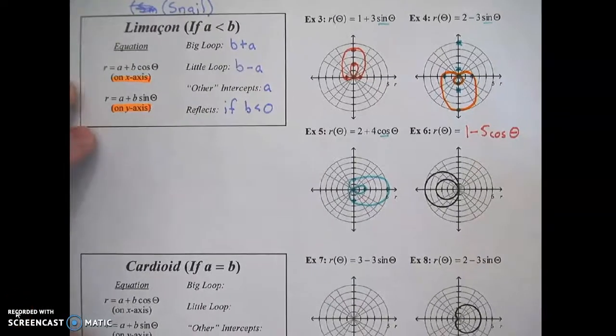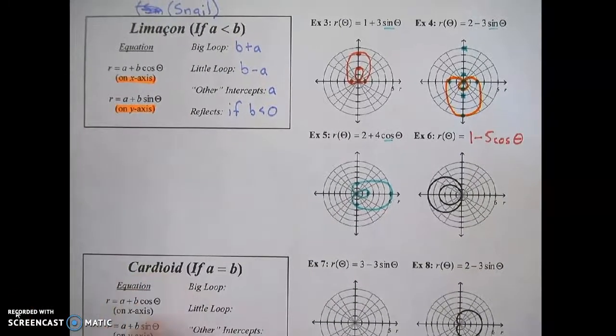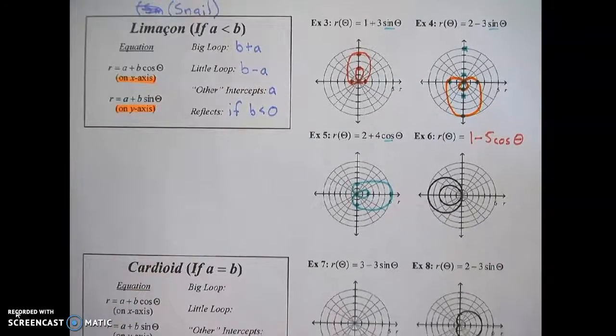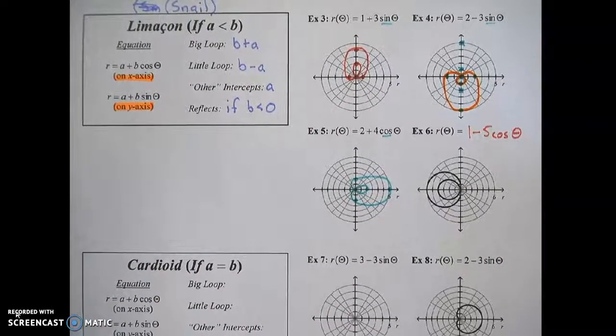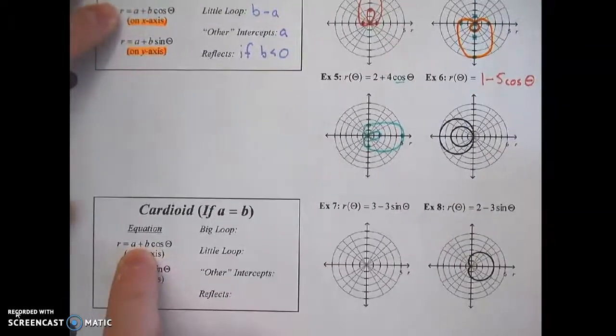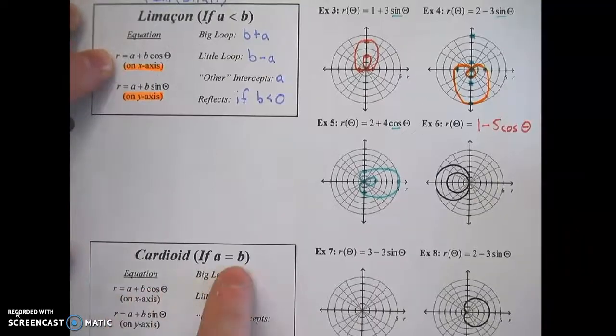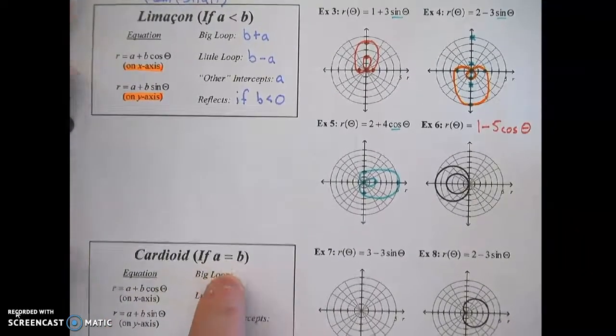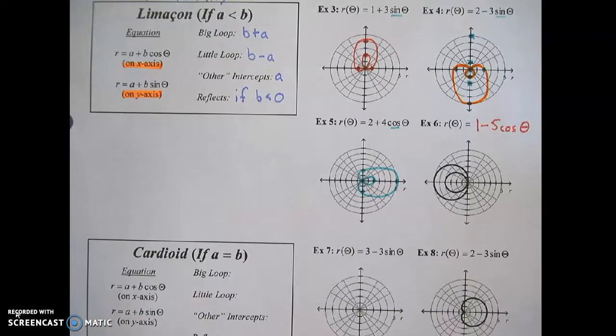Next up, we've got the cardioids. Kind of a weird word, cardioid, but it'll make sense when we start to look at some of the pictures. So a cardioid is a special case. If you look at the equations again, you'll notice that these equations are the exact same equation, but a cardioid is a specific type of limaçon.